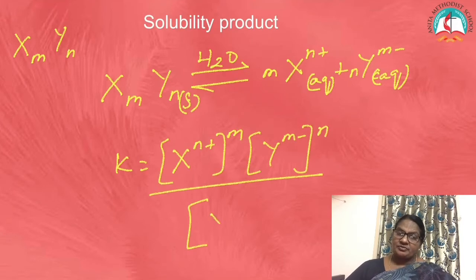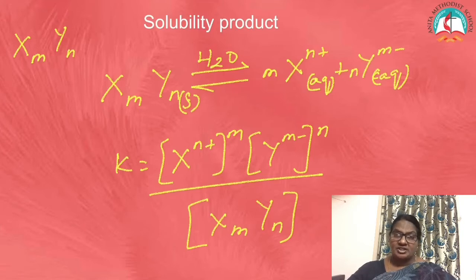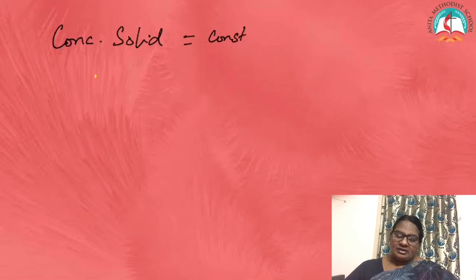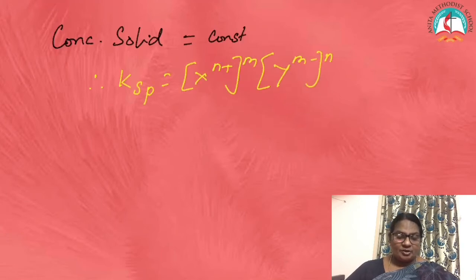As usual, product of the molar concentrations of the products divided by the molar concentration of the reactant. In the case of a salt or a solid, the reactant concentration is always taken as a constant. So, then the equation becomes, we won't have the denominator, only the numerator. So, now the constant is denoted as Ksp, which is called the solubility product, given by the molar concentration of the constituent ions produced.